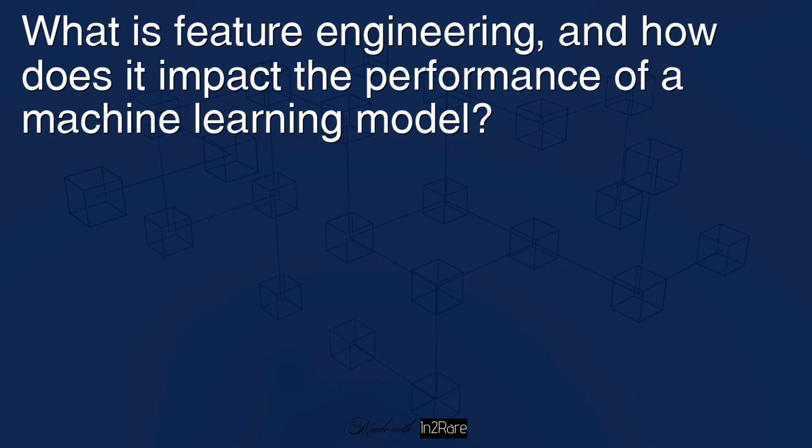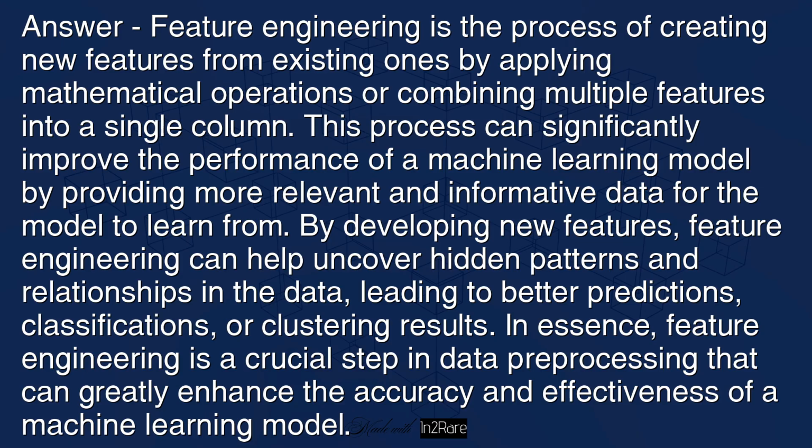What is feature engineering, and how does it impact the performance of a machine learning model? Answer: feature engineering is the process of creating new features from existing ones by applying mathematical operations or combining multiple features into a single column. This process can significantly improve the performance of a machine learning model by providing more relevant and informative data for the model to learn from. By developing new features, feature engineering can help uncover hidden patterns and relationships in the data, leading to better predictions, classifications, or clustering results. In essence, feature engineering is a crucial step in data processing that can greatly enhance the accuracy and effectiveness of a machine learning model.